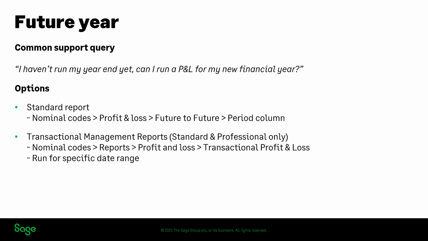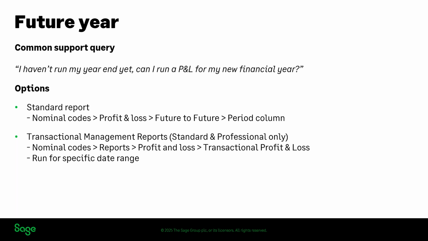What have I wanted for that new financial year? So that's probably one of the common questions. You've got 2 main options for that one. One is to run that standard report from the nominal codes toolbar. And there is an option when you run that to run it for the period future to future. I'll explain that in a bit more detail in a moment. I'll include that in the demo.